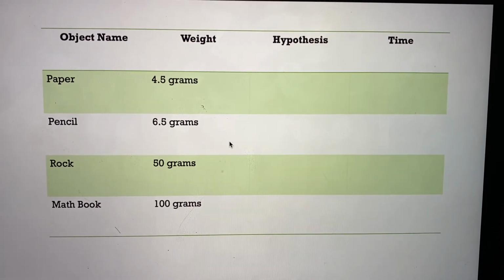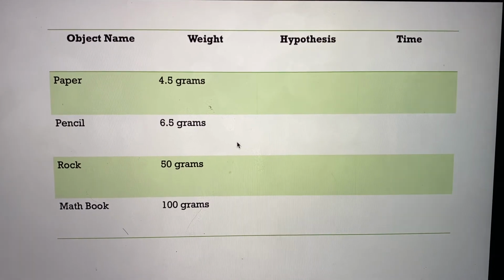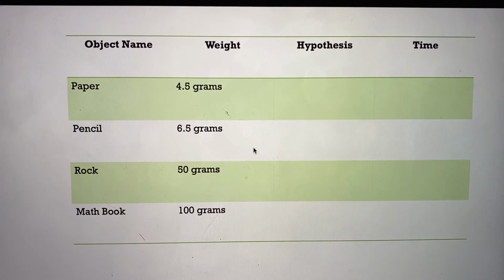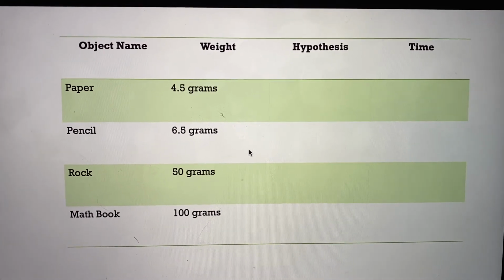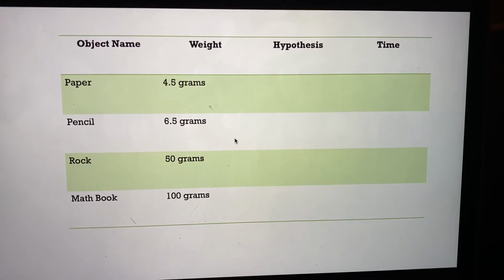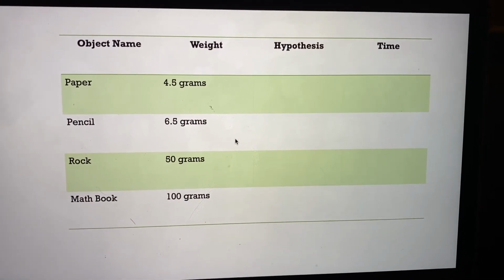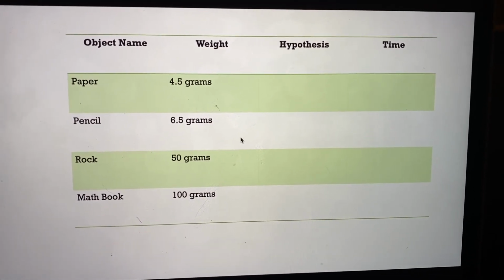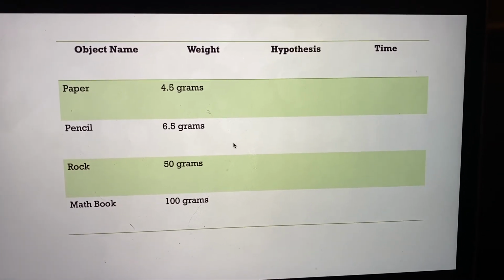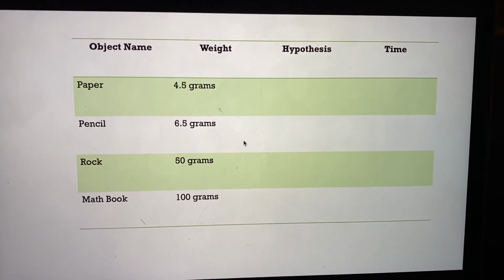Now remember, your hypothesis is a prediction based on what we know about gravity being a force that pulls down, air resistance being a force that pushes up on an object, and how the surface area and the weight can affect a falling object. So fast forward to after they would perform their experiment, they would see if the hypothesis they made about what object would fall first to last based on the weight, surface area, and their previous knowledge of gravity and air resistance was correct or wrong.